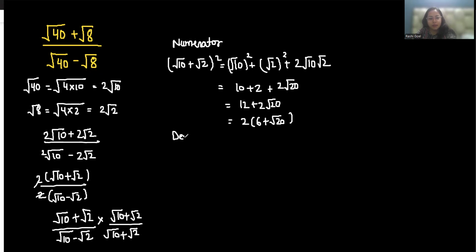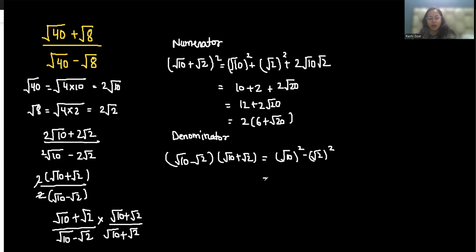Now the denominator, it becomes (√10 − √2) and (√10 + √2). That is (a + b)(a − b), which equals a square minus b square. So a square is √10 square, which is 10, minus √2 square, which is 2, which equals 8. Now the final simplification: numerator is 2 in bracket (6 + √20) by 8. So it will cancel out, gives 4.